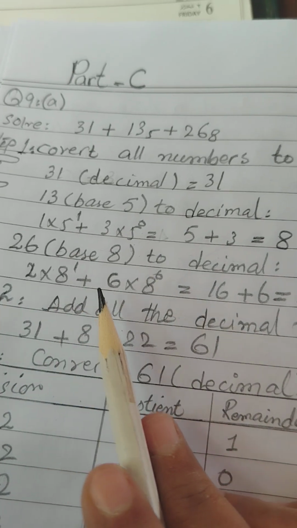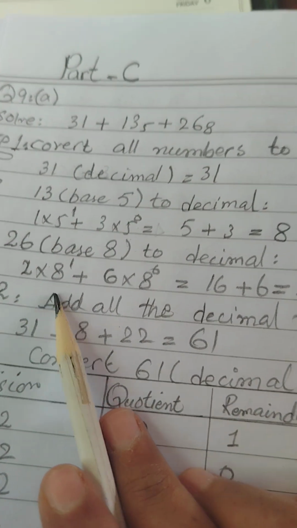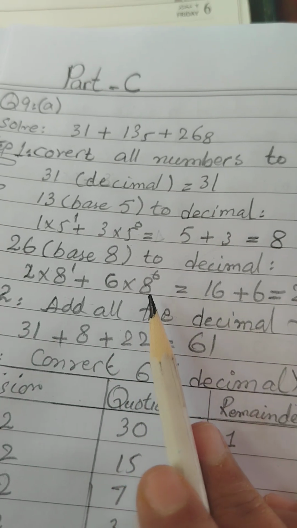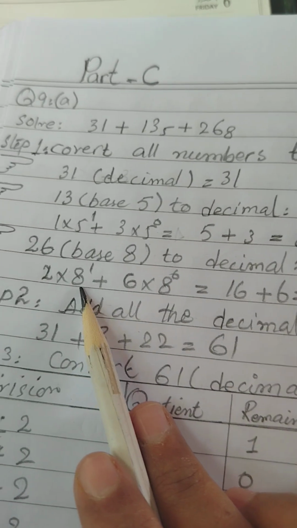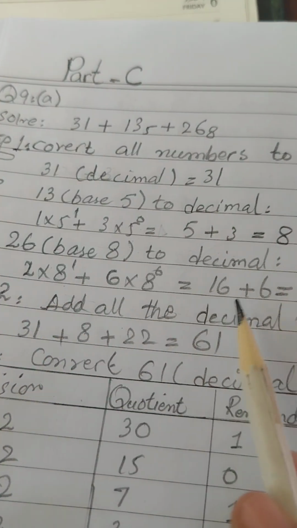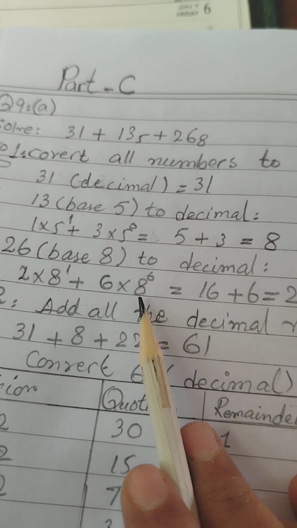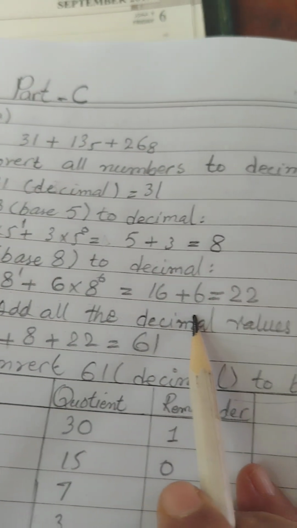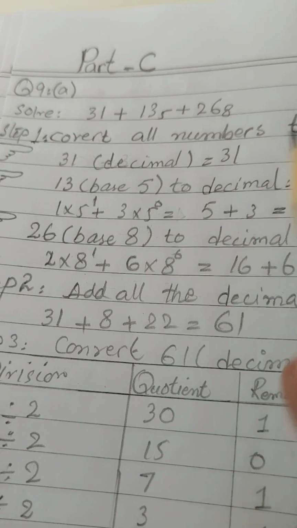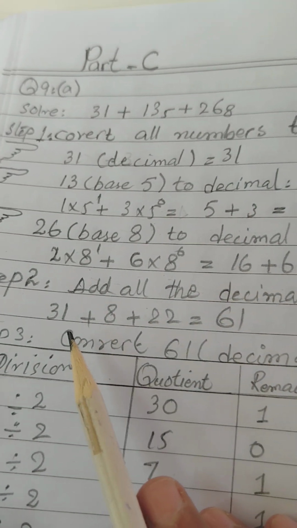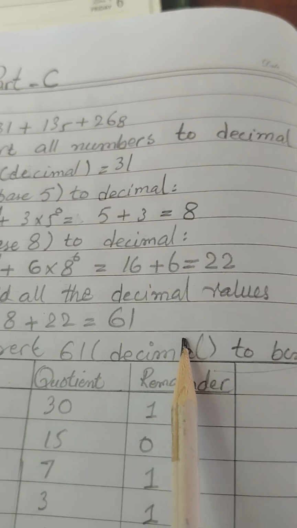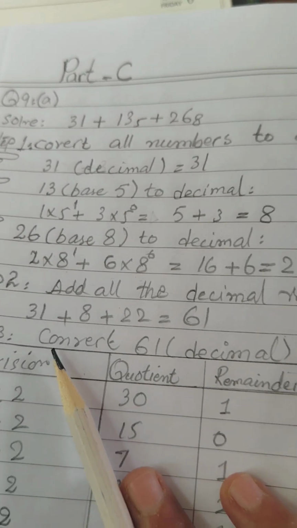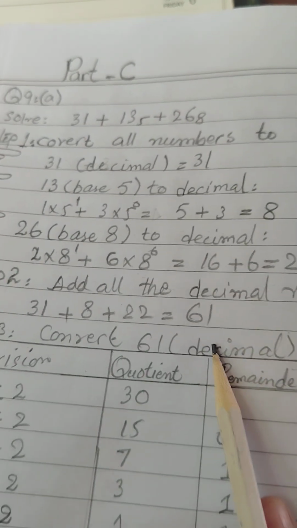Now base 8 we convert into decimal system. 26 is 2 multiply with 8 plus 6 multiply with 8. First 8 power 0 and second 8 power 1. 8 2s are 16. And here 8 power 0 is equal to 1. That's why 6 multiply 1 is equal to 6. 16 plus 6 is equal to 22. Step 2. This is the first step of this question, and the second step is to add all the decimal values. 31 plus 8 plus 22 is equal to 61.